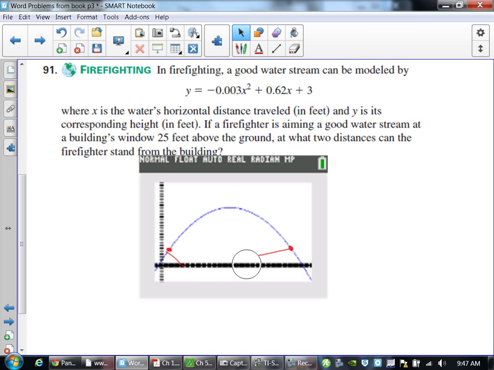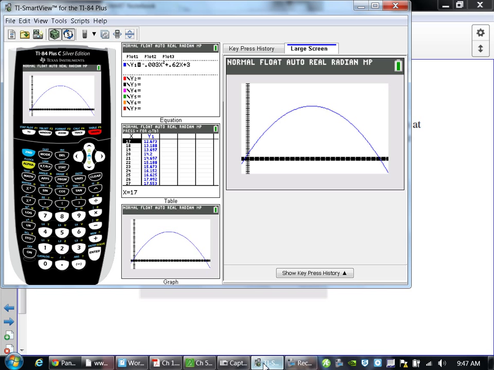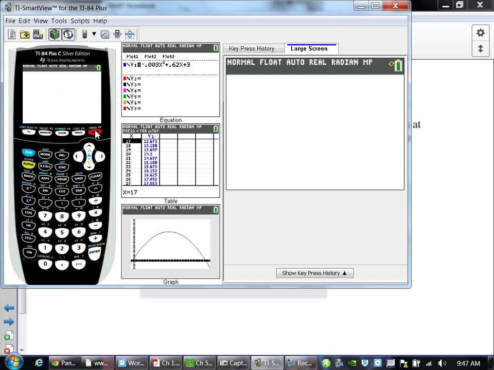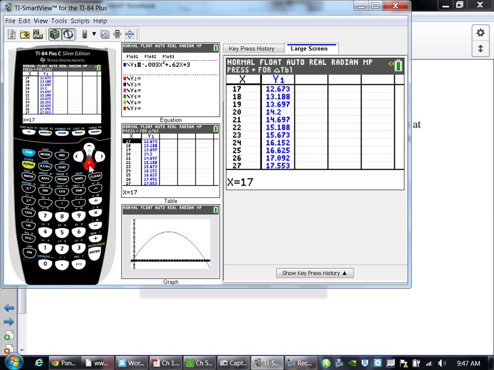He can stand... Oh, I thought we were like this, with the water stream. Basically what you're looking for here, guys, is in your table. If we scroll our table, we should get values in y that'll be about 25. So we've got one at 46, right about 46 feet, and then we just go all the way around and find the other one.